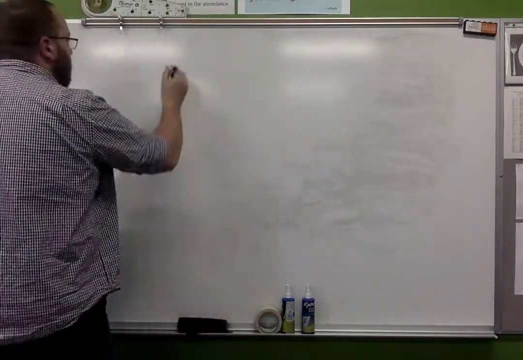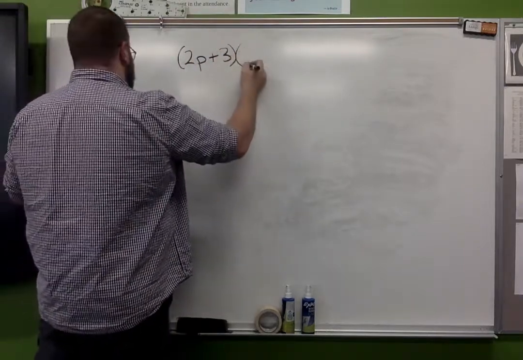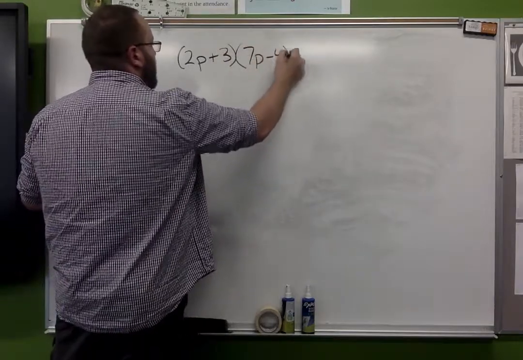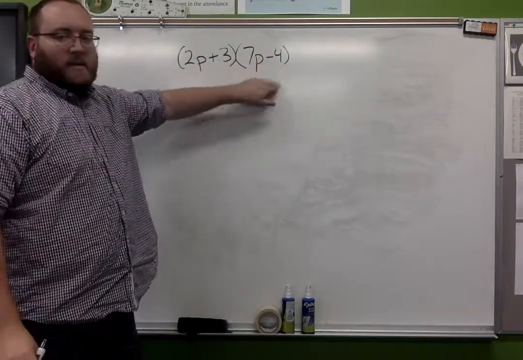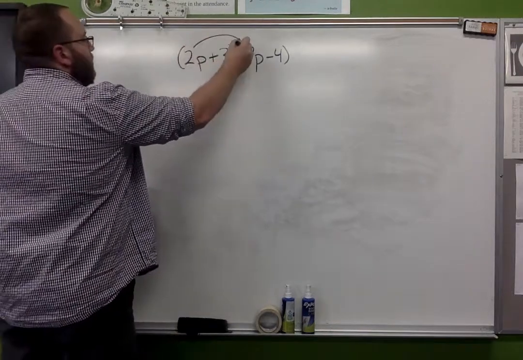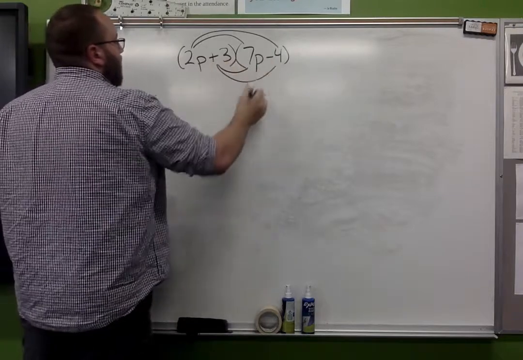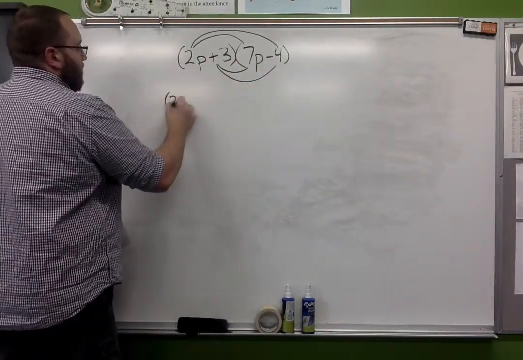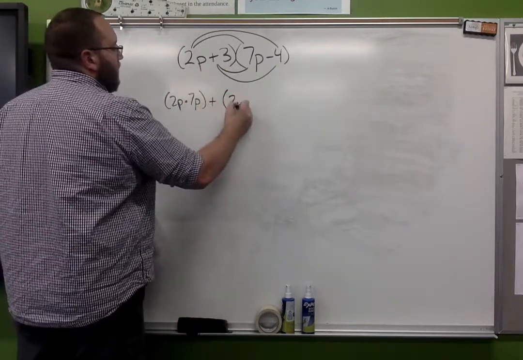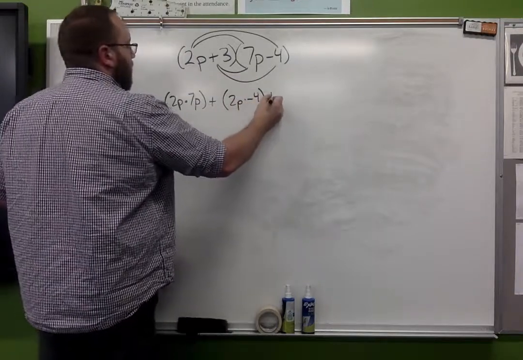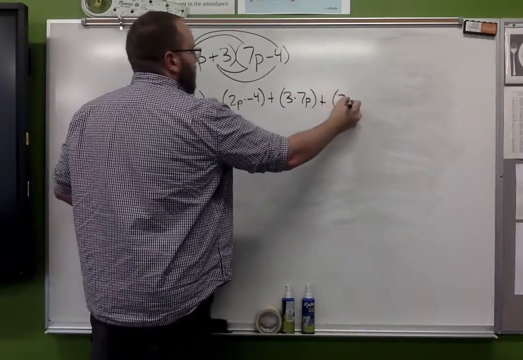Okay, the next one. 2p plus 3 times 7p minus 4. Every single term in the first times every single term in the second. Okay, so 2p times 7p, 2p times negative 4, 3 times 7p, and 3 times negative 4. So we have 2p times 7p and 2p times negative 4. And 3 times 7p. And 3 times negative 4.